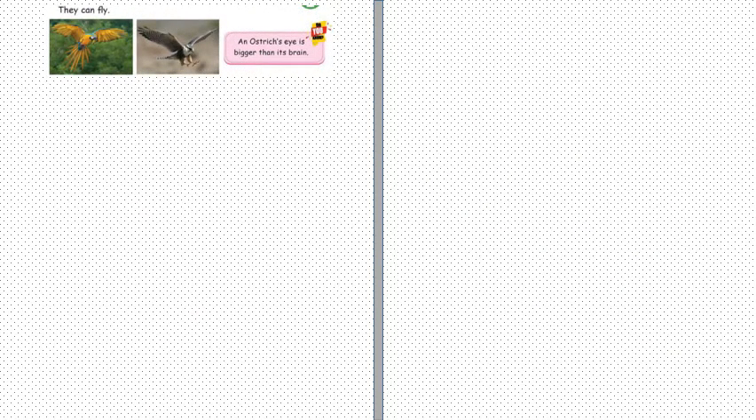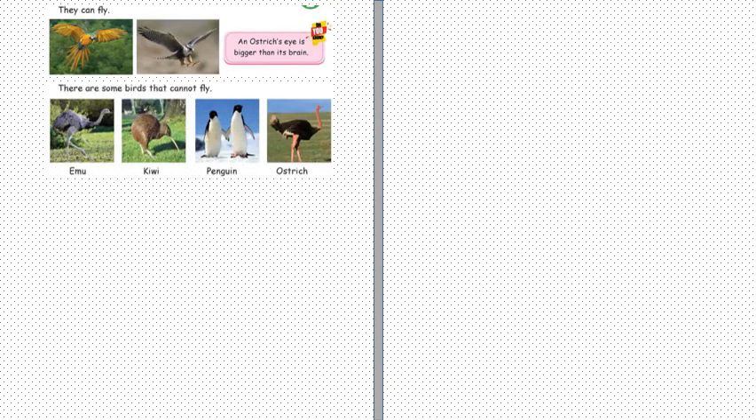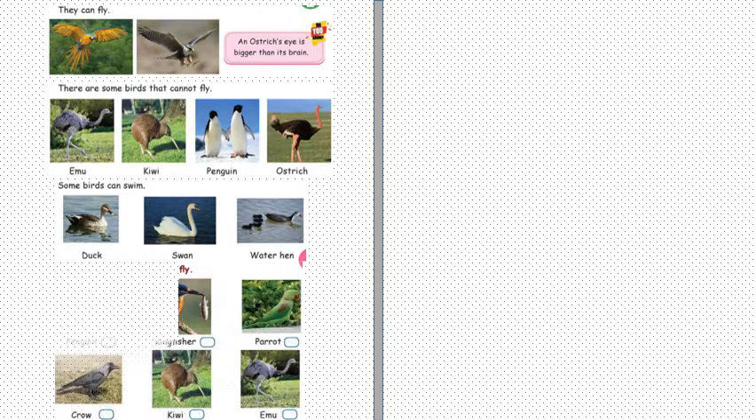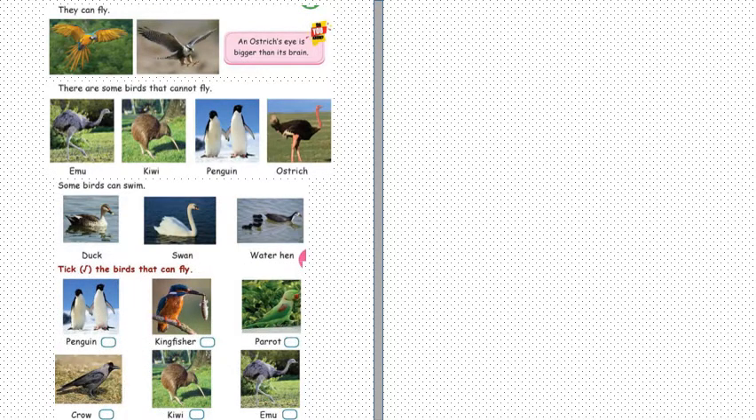When we say birds, some of the birds can fly, but there are birds who cannot fly, like emu, kiwi, penguin and ostrich. And there are some birds who can swim very well and they live in the pond, like duck, swan and water hen. Now this is an exercise wherein we need to tick the birds that can fly.